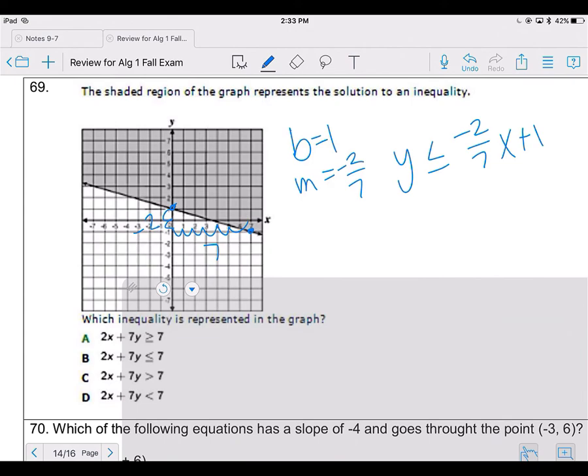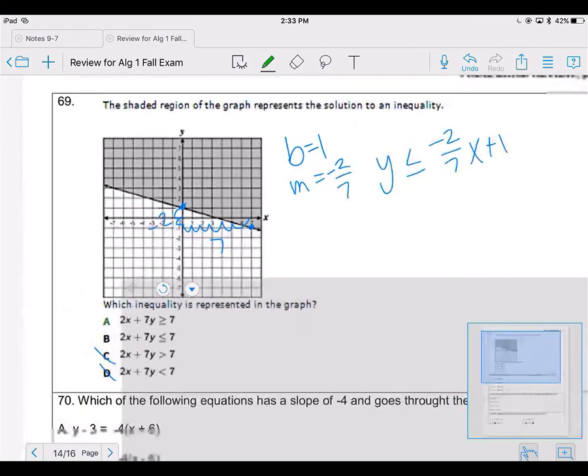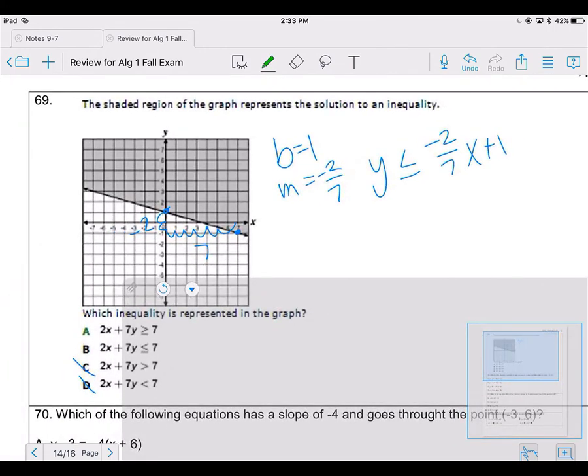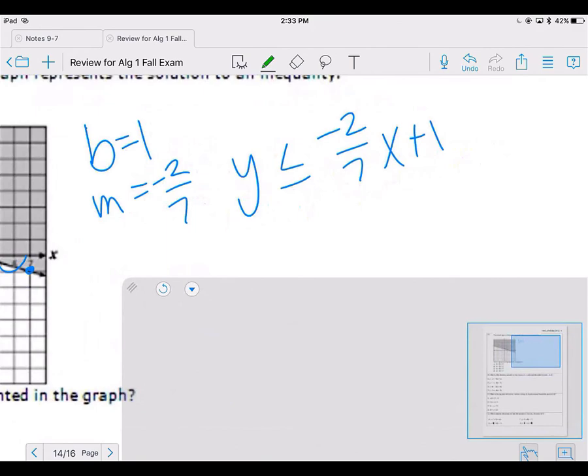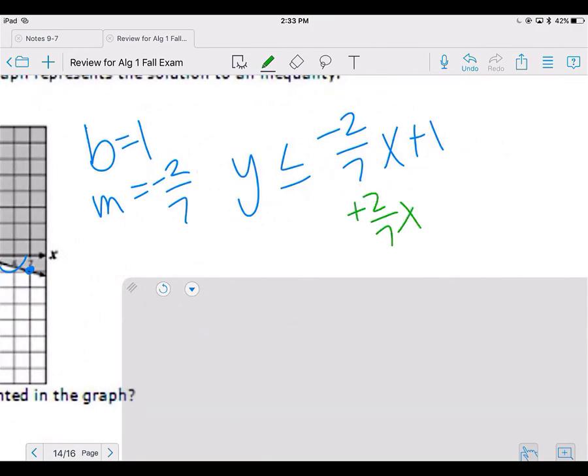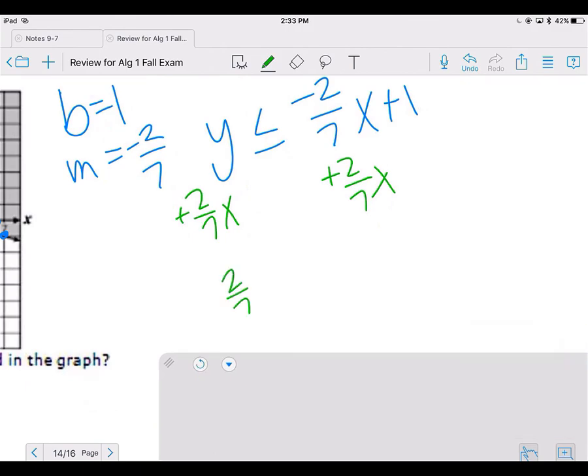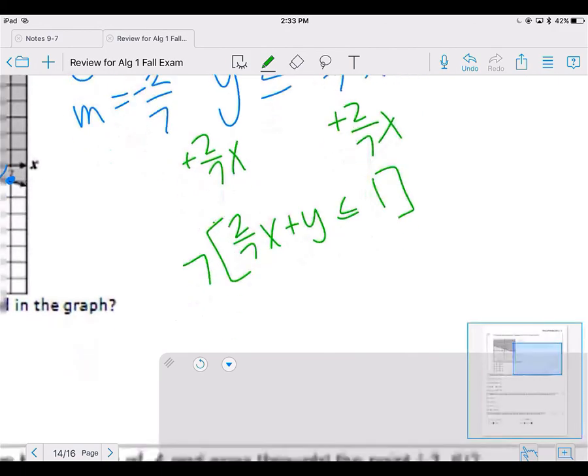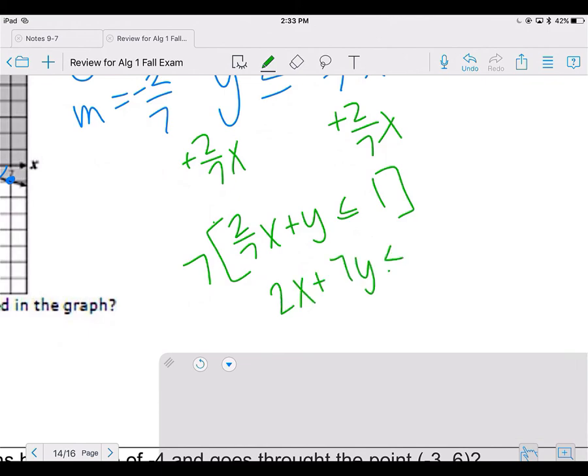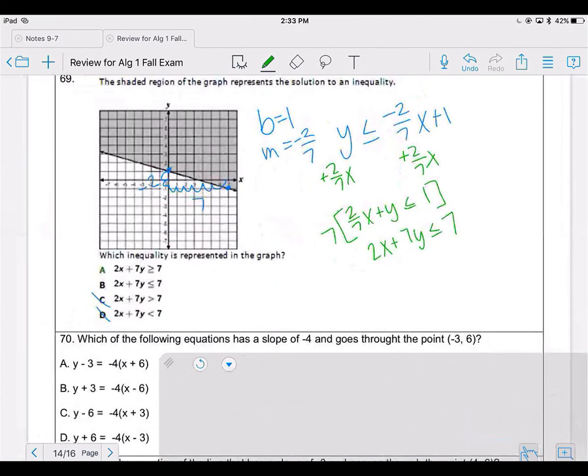It is a solid line underneath, so I can mark out C and D. Now from here, looking at A and B, both of them are in standard form, so I need to move x to the other side. So 2/7 x plus y is less than or equal to 1. Multiply everything by 7. 2/7 times 7 is 2. 7 times y, 7 times 1. So that would be answer choice B because it has the same inequality.